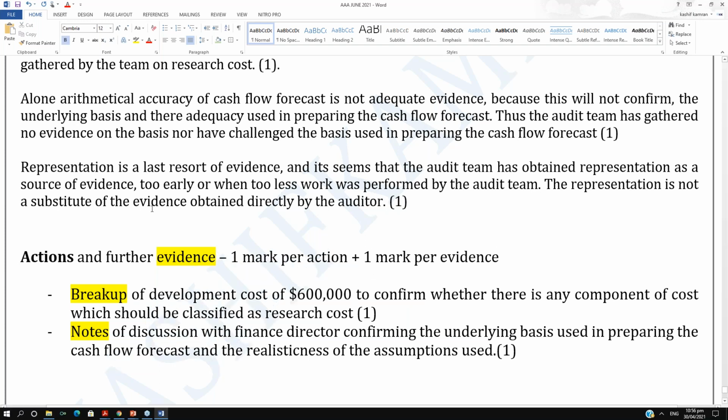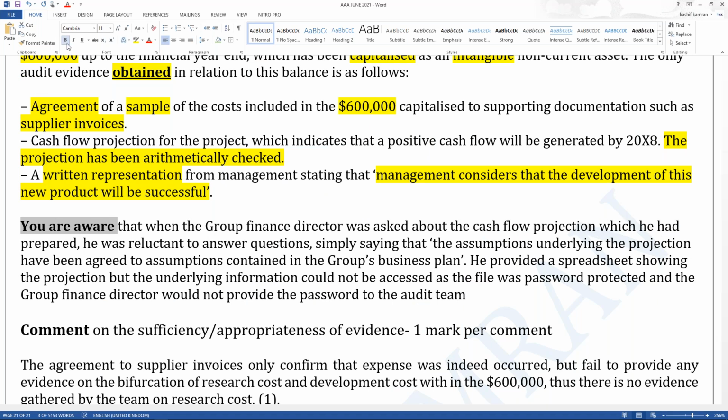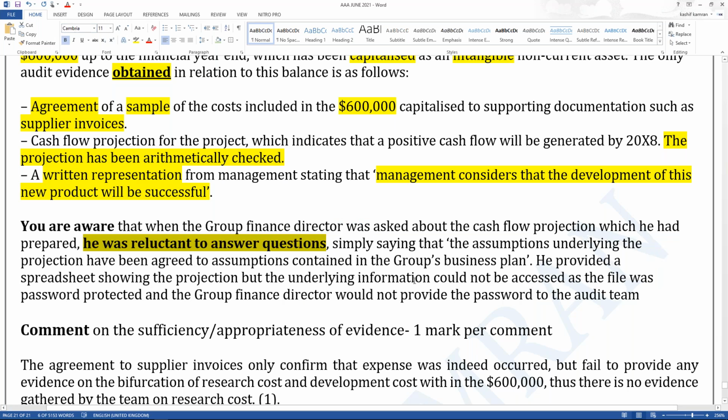If I read the last paragraph, you are aware that the group finance director was asked about the cash flow projection which he had prepared. He was reluctant to answer questions, simply saying that the assumptions underlying the projections have been agreed to the group business plan. So he is reluctant to answer questions. Is that a problem which I should resolve through an action? Is that a problem between the auditor and the management, that the management is reluctant to answer questions? Is that an issue which needs to be resolved? Do you all agree?